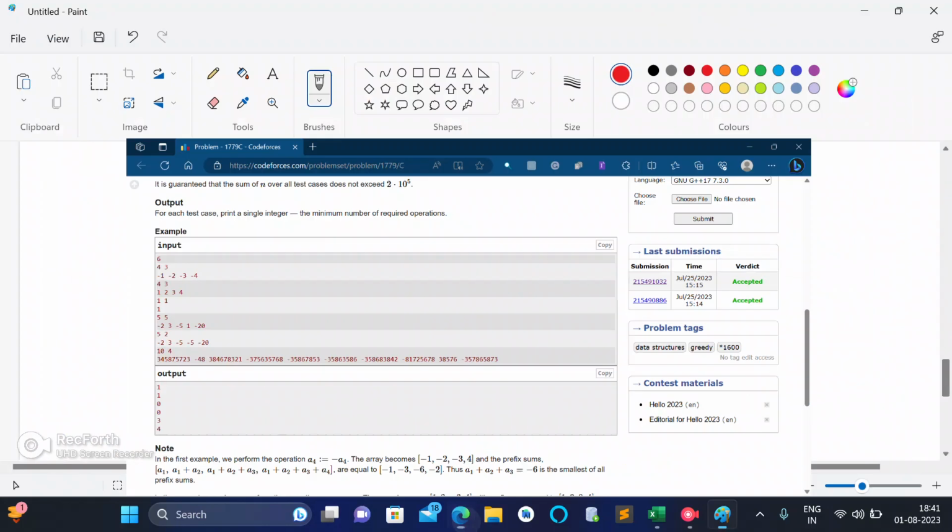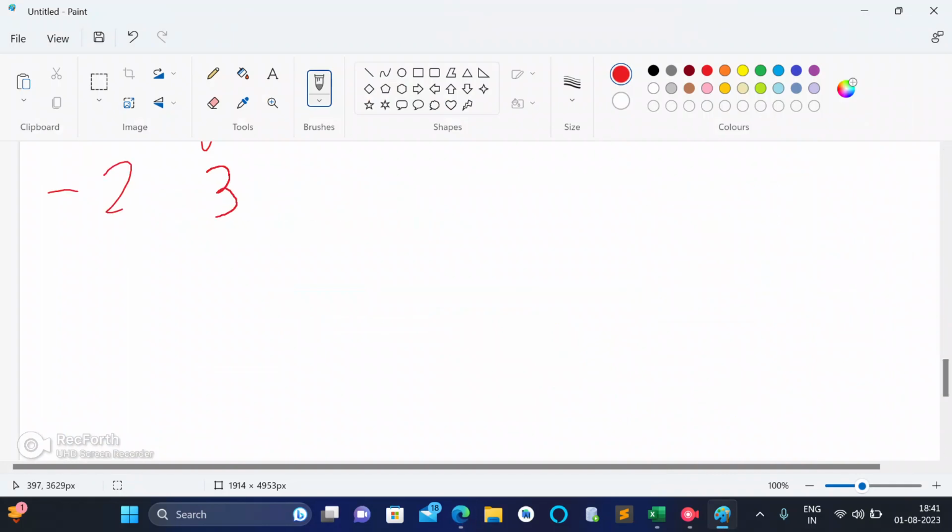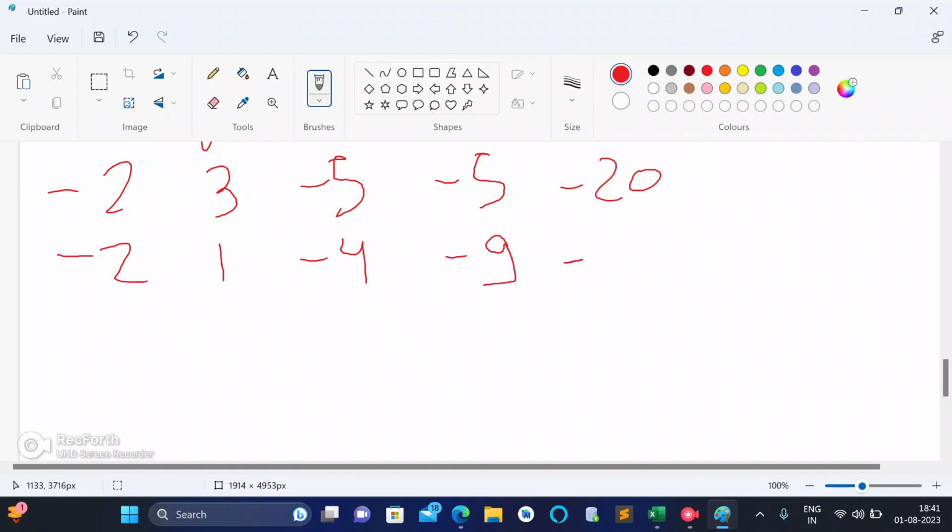So let's take this example: -2, 3, -5, -5, -20. First we will find the prefix sum. The prefix sum will be -2, 1, -4, -9, -29.